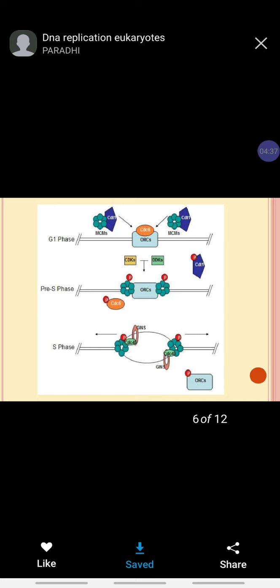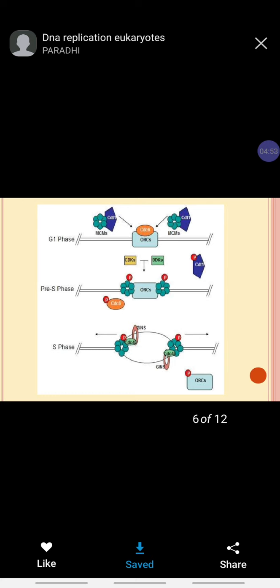This is the diagram. In the G1 phase, the ORC binds with the replication initiation site, and the Cdc6 proteins bind. In the pre-S phase, the CDK protein and DDK protein get attached to the ORC region.